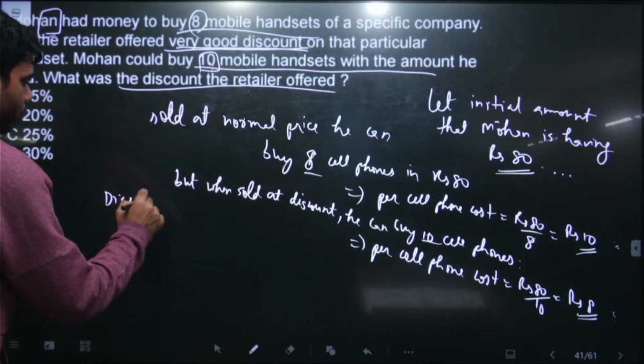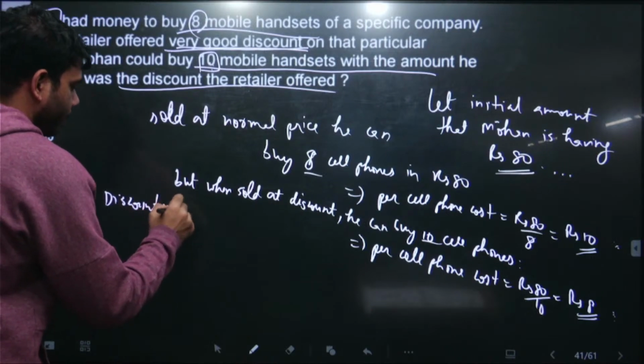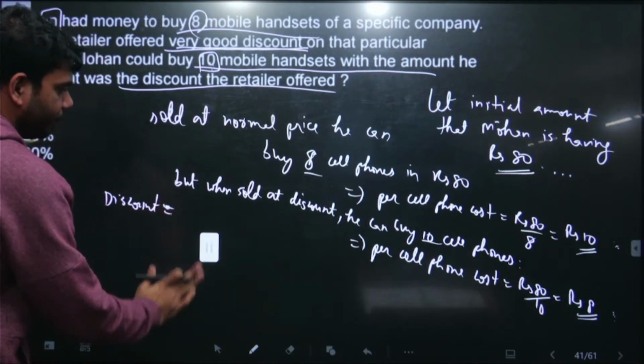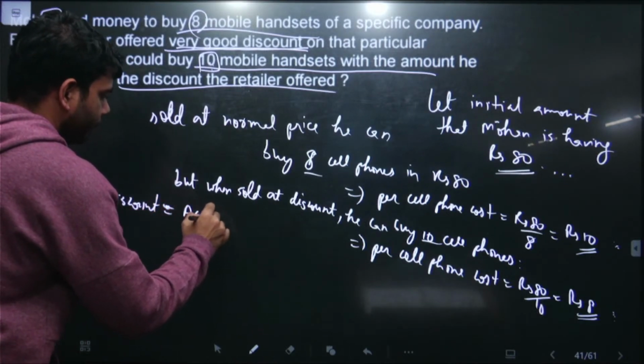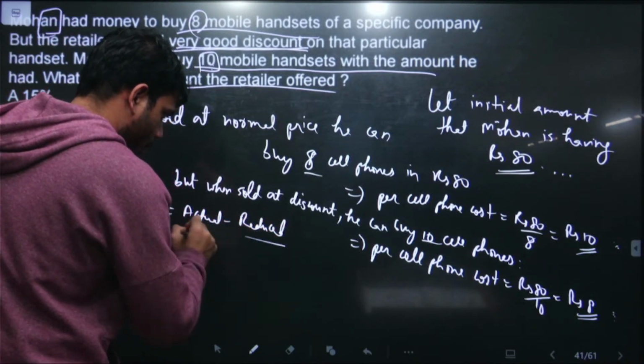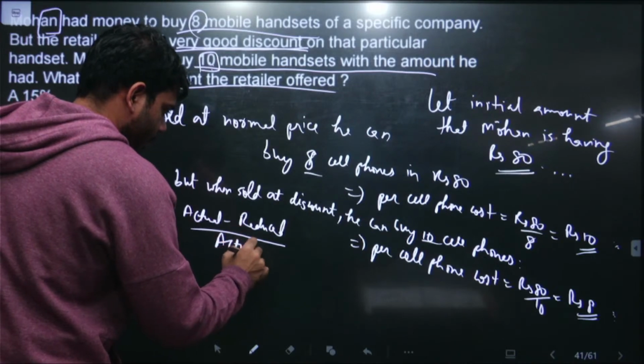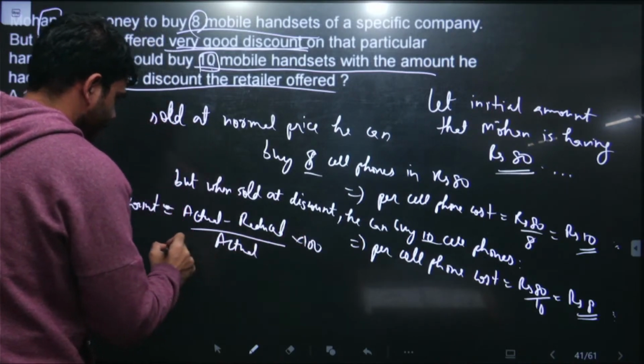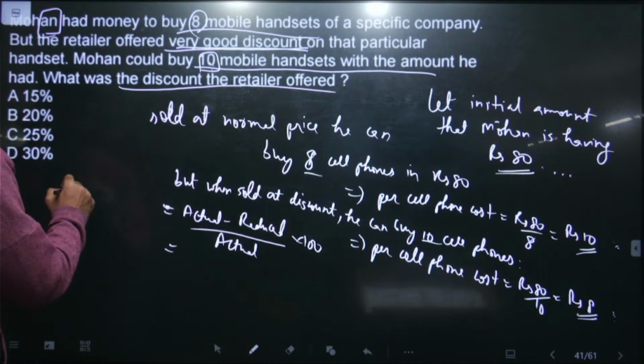So discount होगा इसका reduced मतलब actual price minus reduced price upon actual price into 100. This is the discount percentage.